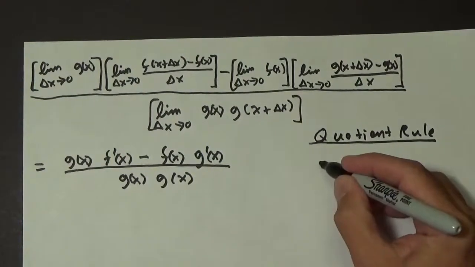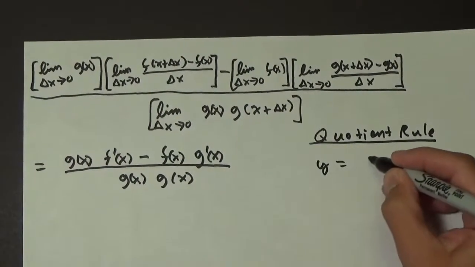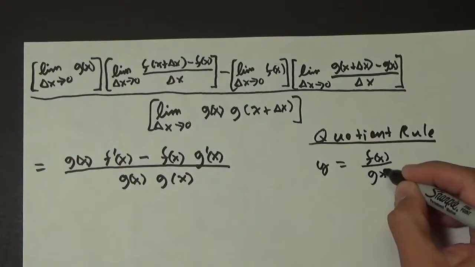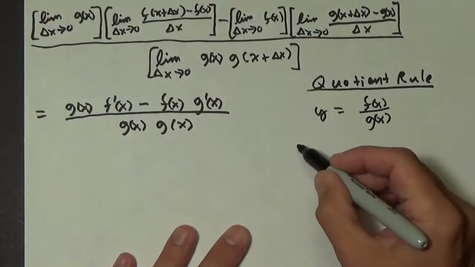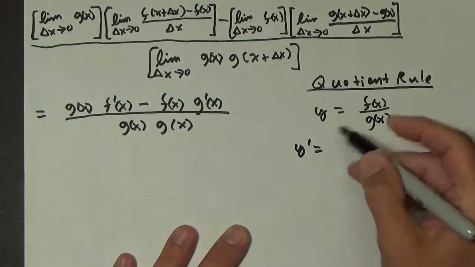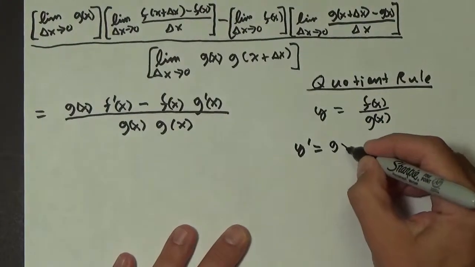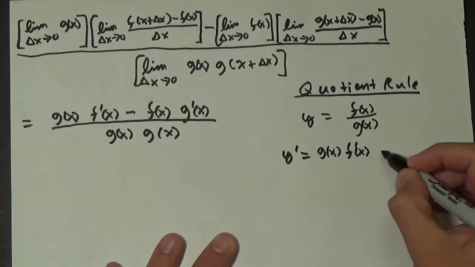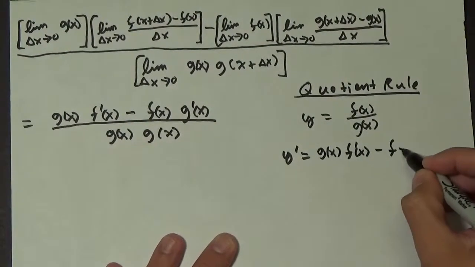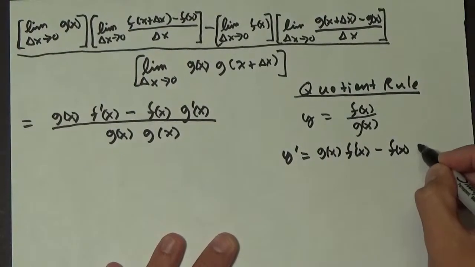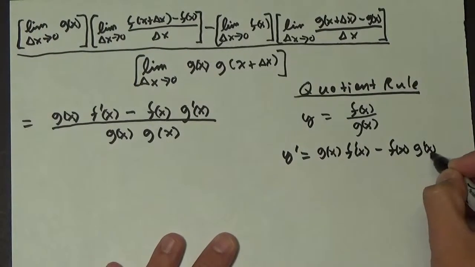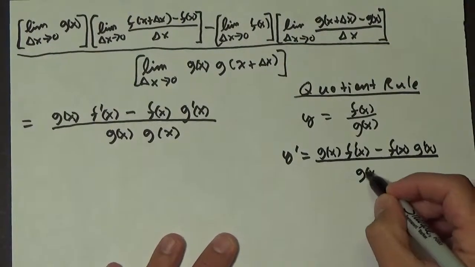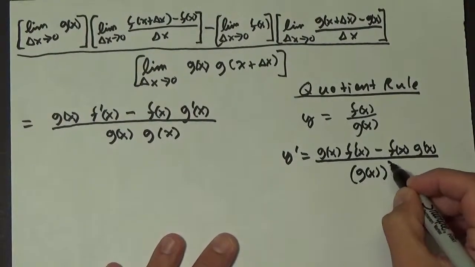So the quotient rule says if y equals f of x over g of x, then the derivative is going to be g of x, f prime of x, minus f of x, g prime of x, all over g of x squared.